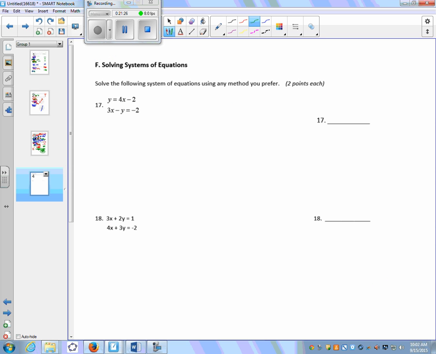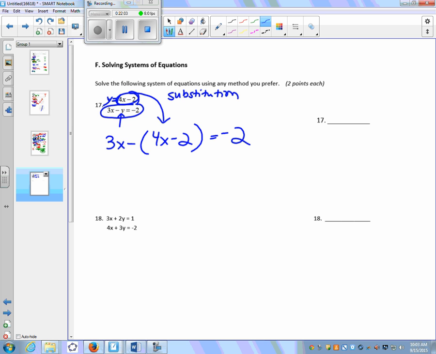Okay, solving the systems by substitution first. Oh, actually, it says any method. In this case, we have y equals exactly 4x minus 2. So I'm going to use substitution method here. That's going to be my easiest. I'm going to take the other equation and substitute the value of y where the y goes. So 3x minus, there's the y, equals negative 2. Y is exactly equal to 4x minus 2, so I'm going to put that in here. And then I'm just going to solve.